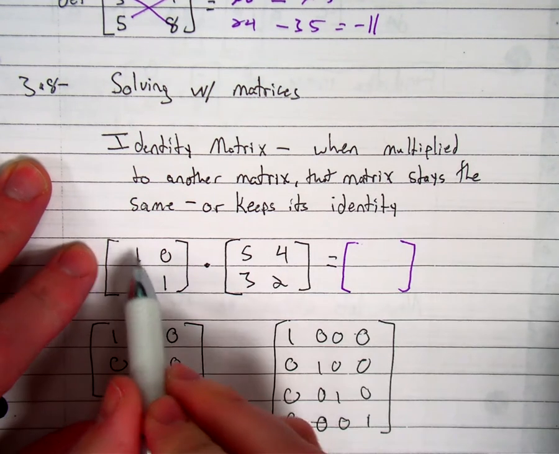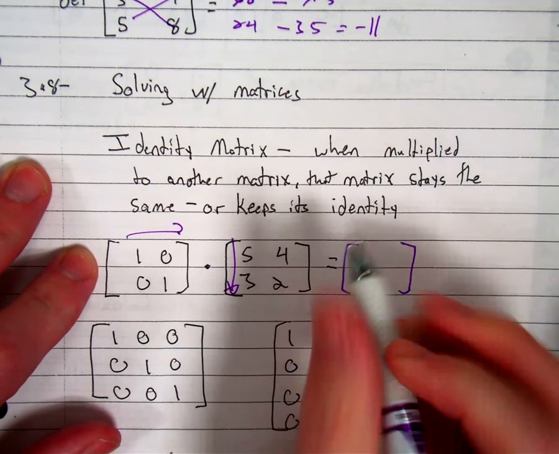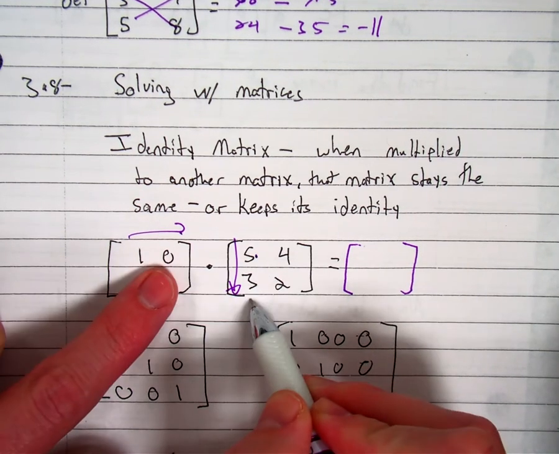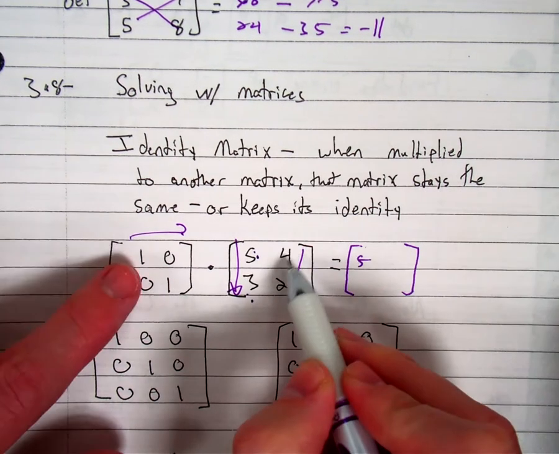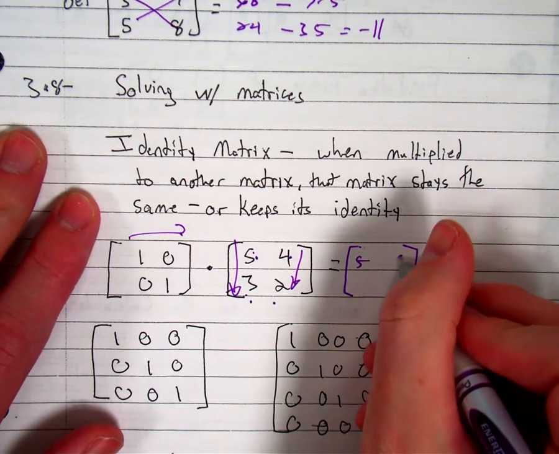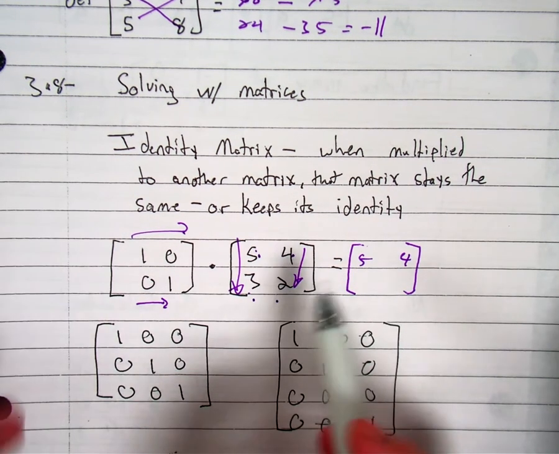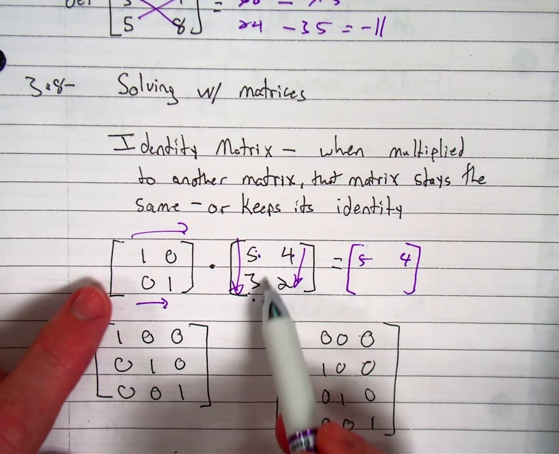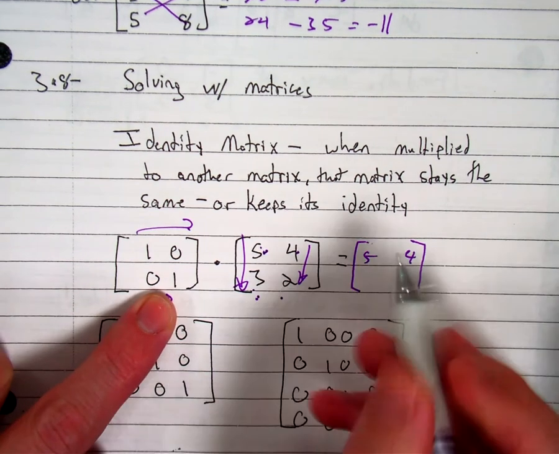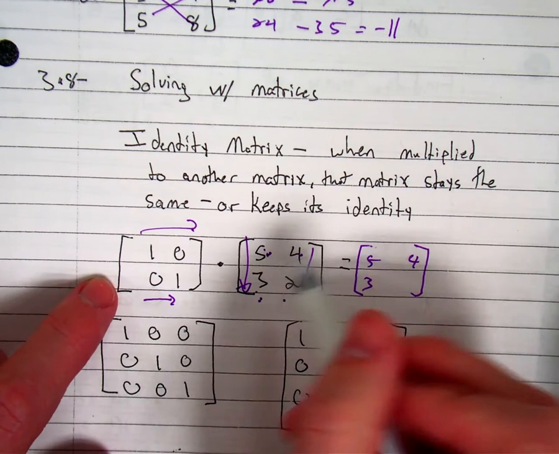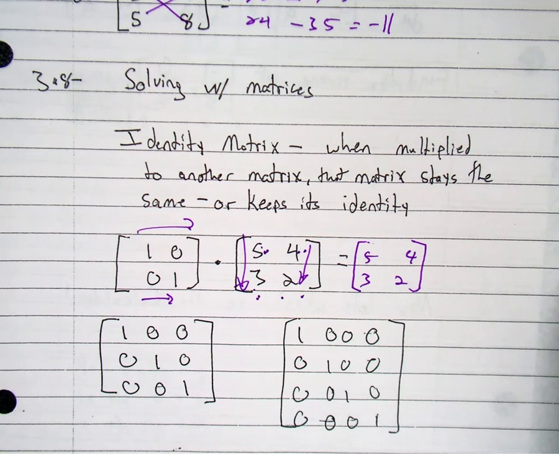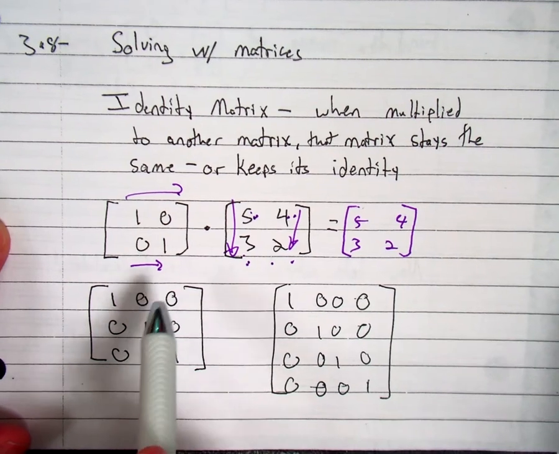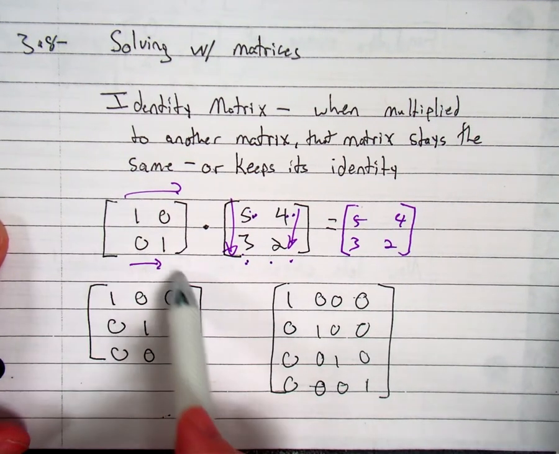Let's see why. Row times column, we get 1 times 5, 0 times 3. So it's just 5 plus 0, it's 5. Row times column, 4, 0. 4 plus 0 is 4. Now the bottom row times the first column, 0 times 5, 1 times 3, it's going to be 3. 0 times 4, 1 times 2, 2. So we get 5, 4, 3, 2.